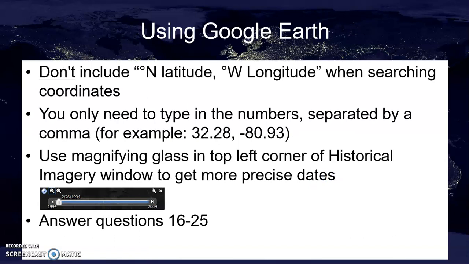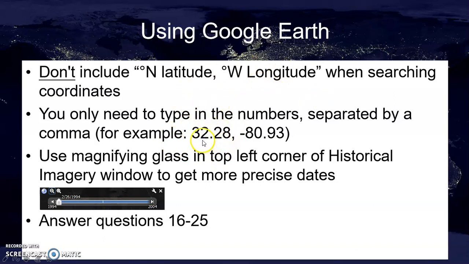Another note, there's a question where it asks you to type in coordinates. When you're doing this in Google Earth, you just need the numbers. Do not include the degrees in latitude, degrees west, longitude as it's written in your lab manual, or it won't recognize that. The way Google Earth works is it automatically implies this is the format, so it knows that this first number here.